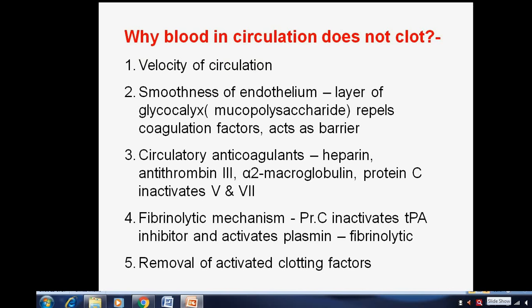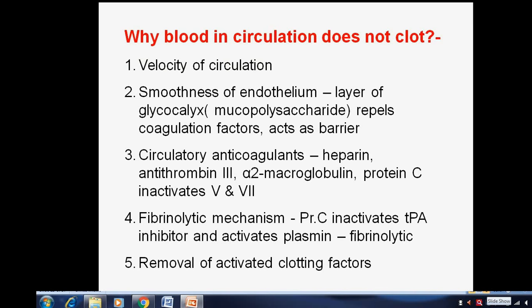These are a number of factors which are responsible for this, which doesn't allow the blood in circulation to clot. When we see in detail, velocity of circulation is important. The smoothness of the endothelium layer: that smoothness of the endothelium layer of glycocalyx, that is mucopolysaccharides, repels coagulant factors and acts as a barrier.